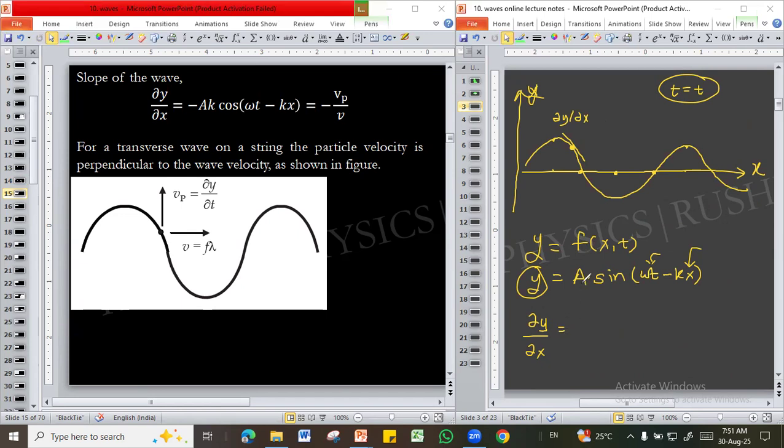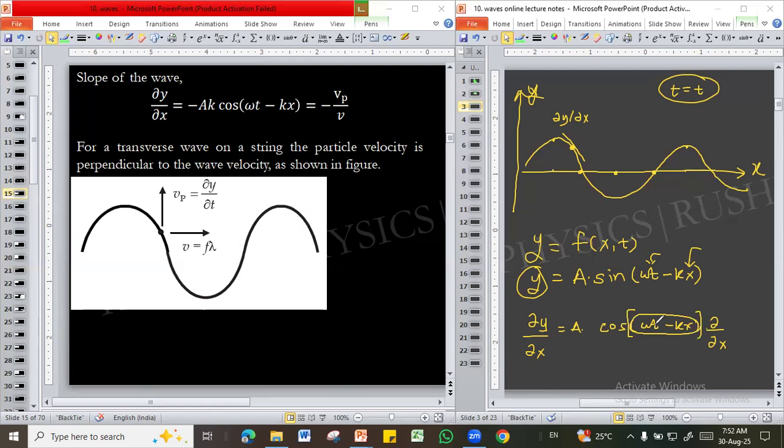You know how to take the partial derivative. Now only x will be treated as a variable and time will be treated as a constant value. So take A outside. Sine derivative will be cos omega t minus kx. Now you have to multiply the answer by the derivative of the term to which you have taken x. Now, what will be derivative of omega t minus kx with respect to x? You tell me. Partial derivative. Minus k. It will be minus k.